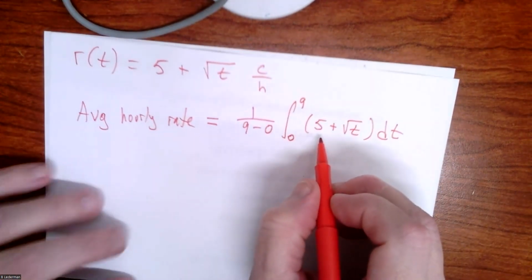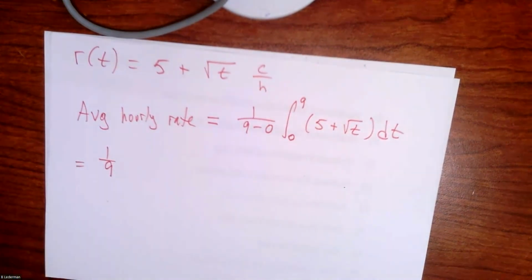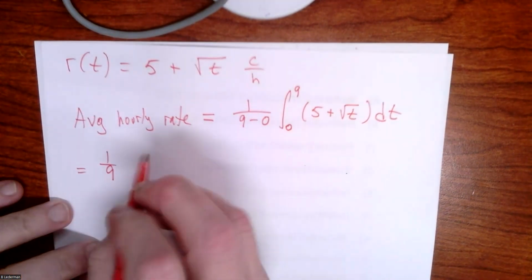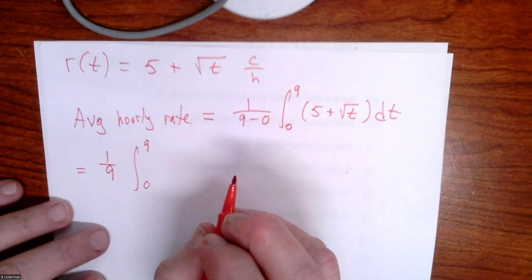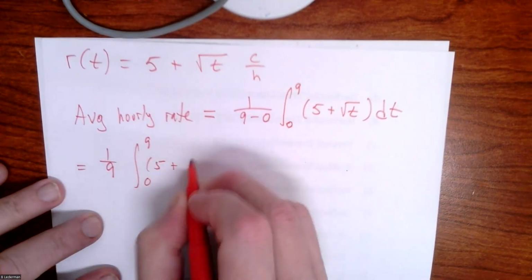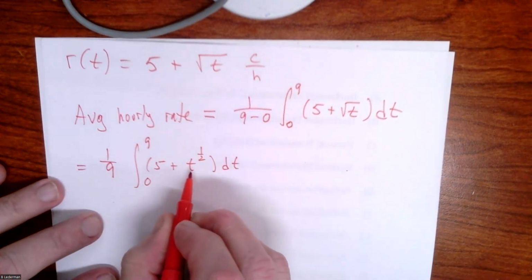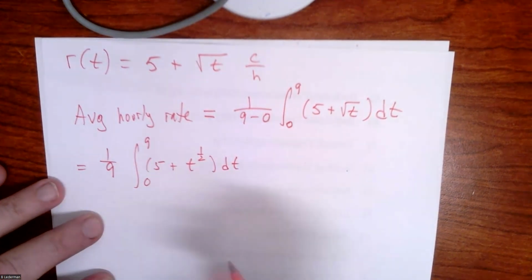Now let's figure this out. This is easy to integrate. This is equal to 1/9 times the integral from 0 to 9 of 5 plus t to the 1/2 power dt. I did this because it's much easier in calculus to deal with exponents than with radicals, because you have the power rule.